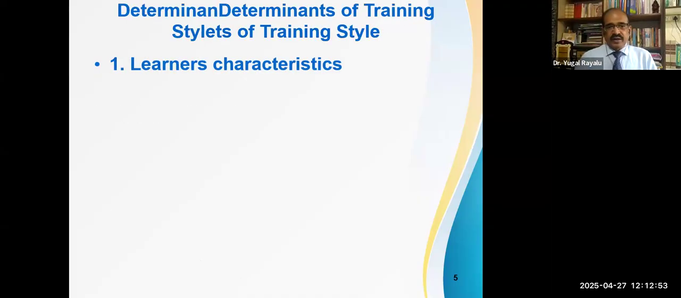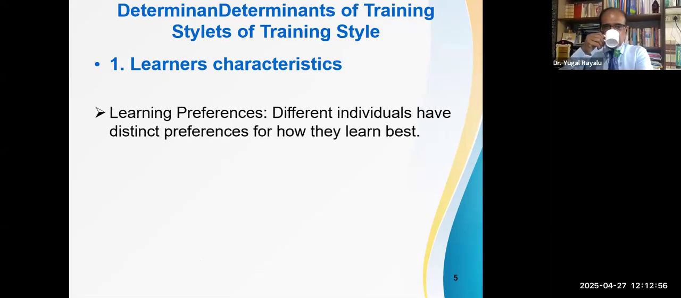Now, when we come to learners' characteristics, as we saw last class, different individuals have distinct preferences for how they learn best. This is the most important thing for a trainer like you to keep in mind: the people sitting in front of you, or the people who have come to you to take a training, may not have a uniform learning preference. Every individual has a different learning preference.